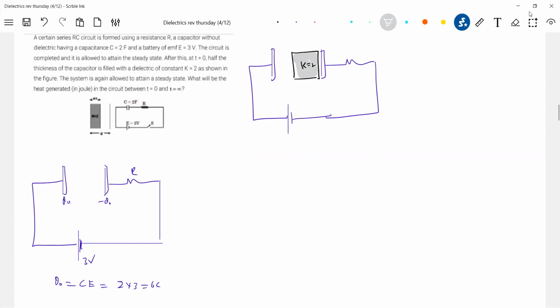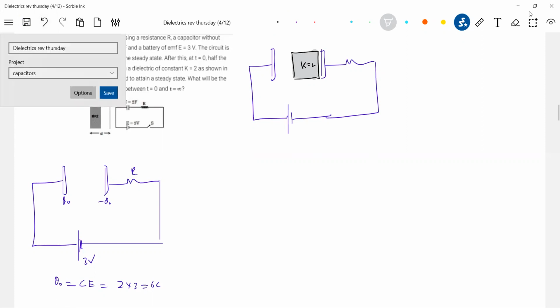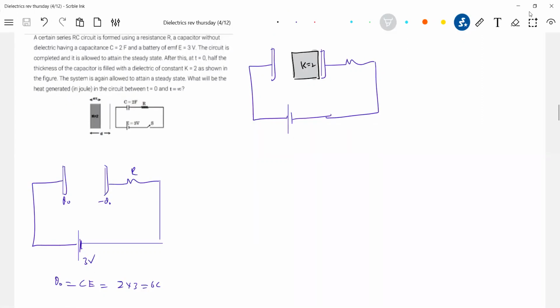So calculate now the effective capacitance. Earlier the capacitance was C naught. Let me write C naught. It'll be easy for you. So now what is the new capacitance? New capacitance will be C. How to calculate this? It is half filled.